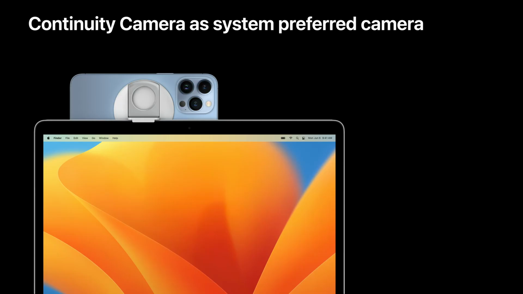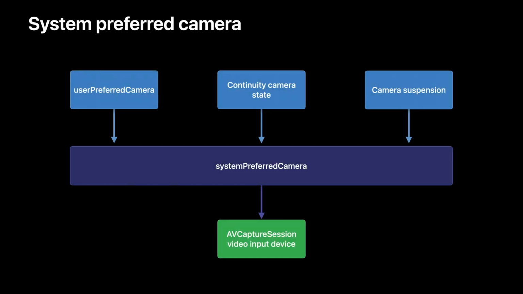Continuity Camera signals itself to be automatically chosen when the phone is placed on the stationary stand in landscape orientation, the screen is off, and it is either connected over USB to the Mac or within a close range of the Mac. In this scenario, the user's intention is clear that the device should be used as Continuity Camera. When adopting the System Preferred Camera API, you should always key value observe this property and update your AVCaptureSession's video input device accordingly to offer a magic camera selection experience.